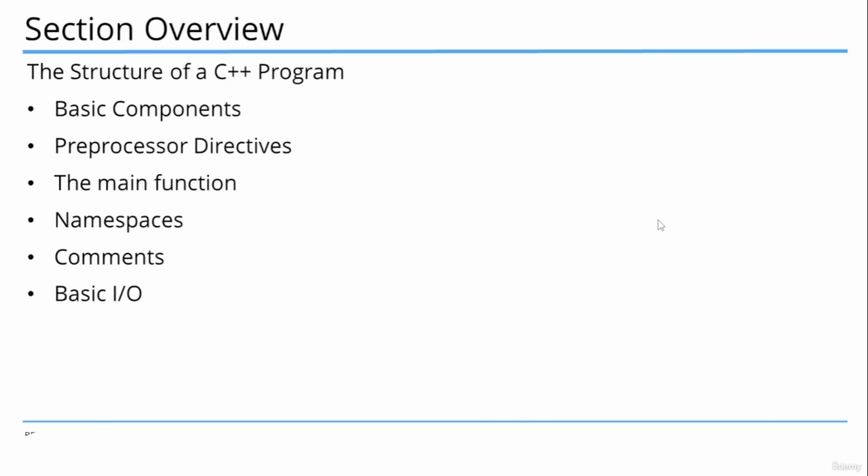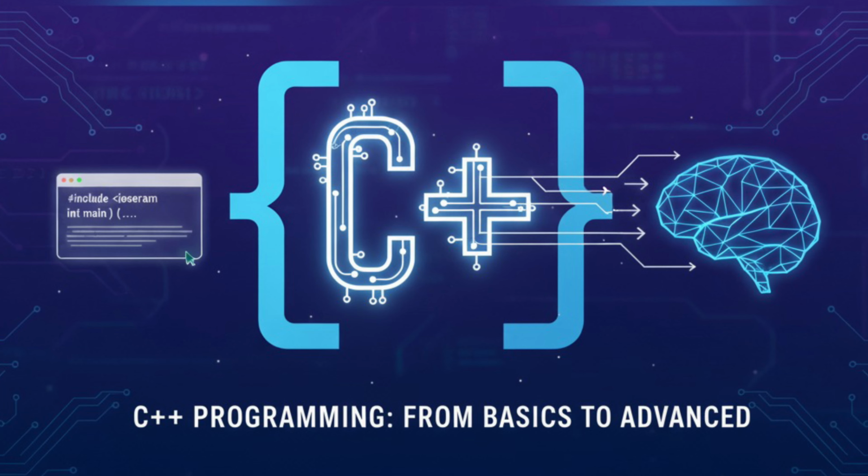We'll then learn about the types of comments that C++ supports and why we use comments in our code at all. Finally, we'll talk about basic stream input-output using cin and cout. Let's get started.